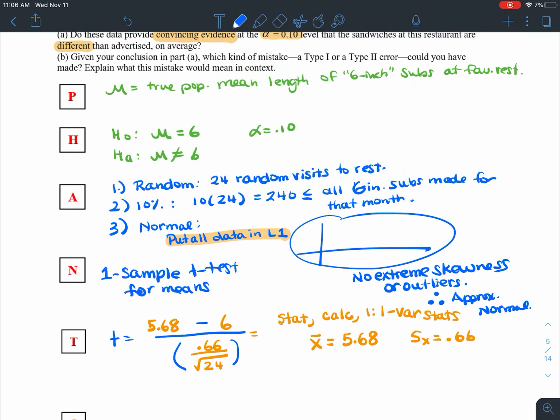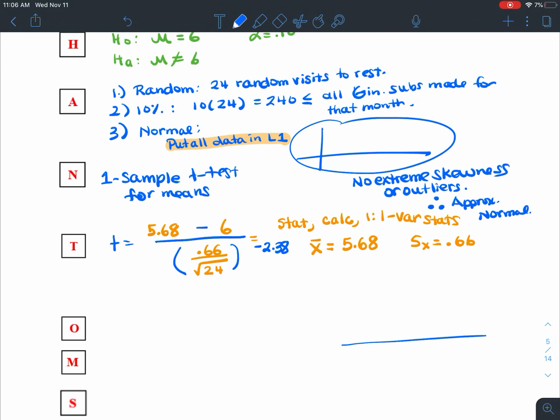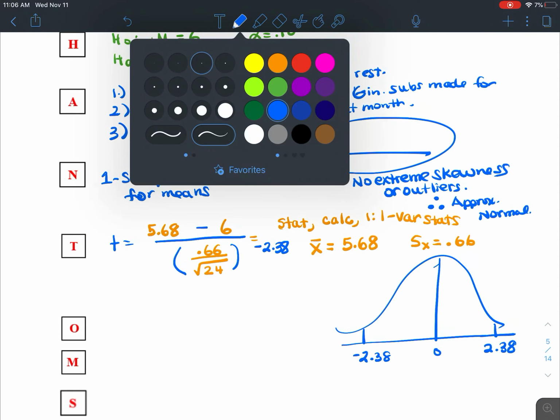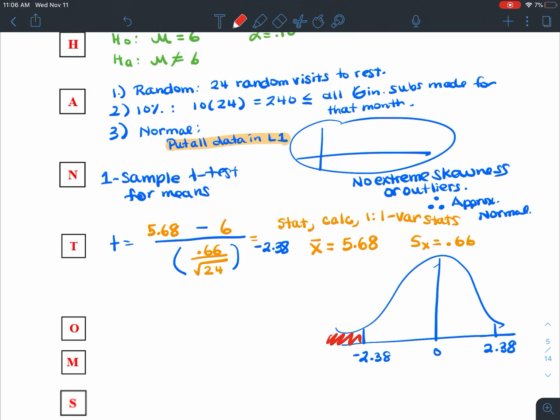We end up getting the t-score to be negative 2.38. So if I were to draw a rough sketch here, I'm putting negative 2.38 over here, and positive 2.38 there, so that this is a two-tailed test, so we're shading each end of that. Now for my shaded area, I'm going to do T CDF. I'm going to focus right now on just this shaded area on the left.